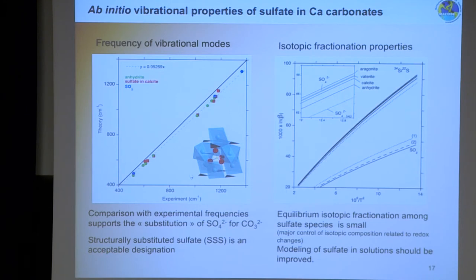Okay. And the second point is that from the vibrational frequencies, we are able to compute the free energy difference related to the isotopic substitution, the replacement of sulfur 32 by sulfur 34. And what we obtain using that is that indeed the equilibrium isotopic fractionation, so the difference here in the various curves, is small among the various sulfate species. And the major control on isotopic composition is indeed related to redox change. Here we have incorporated the results of another study by another group on the aqueous sulfate. So maybe there is a small fractionation here, but I think that the modeling of sulfate in solution has still to be improved to be really sure about this kind of fractionation.